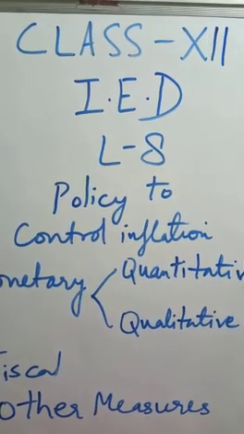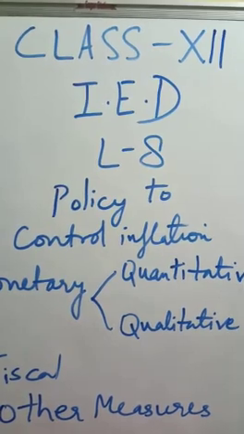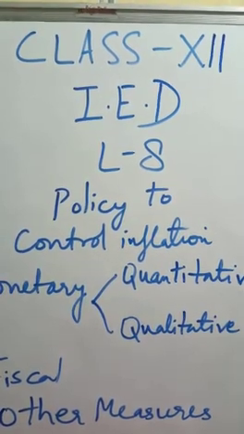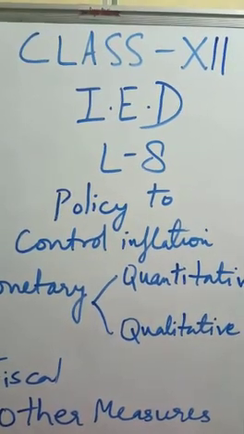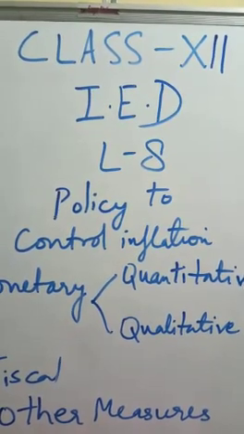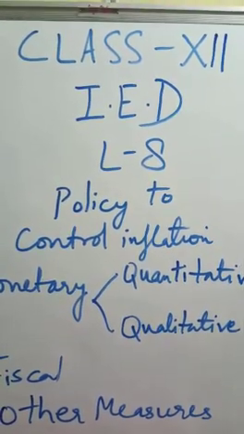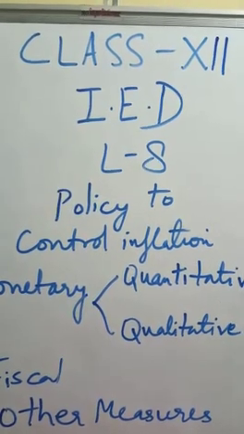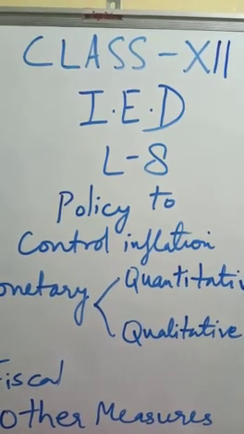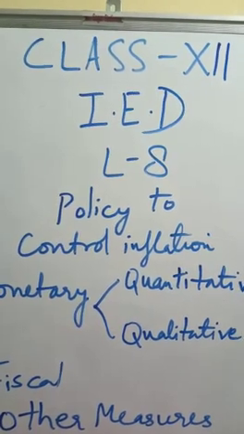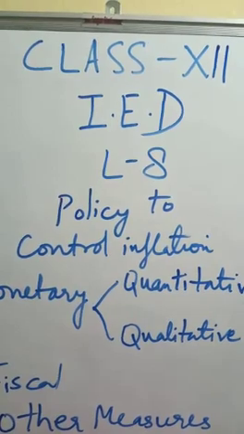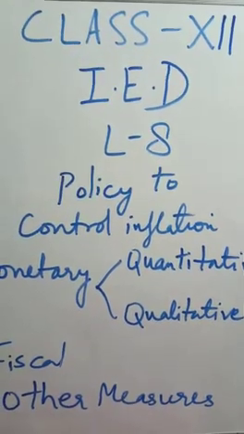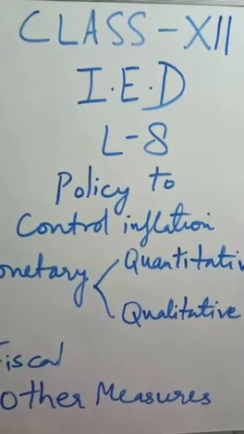Third is improvement in PDS. Price control policy needs to be accompanied by rationing. Under rationing, a specified quantity of goods is given to the consumer at a controlled price through the public distribution system. The government should take reasonable steps to improve PDS so that essential commodities can be made available to weaker sections of society at a very controlled and reasonable price.